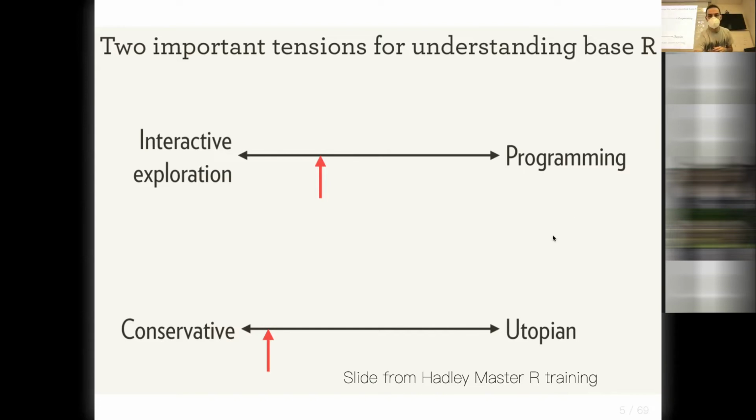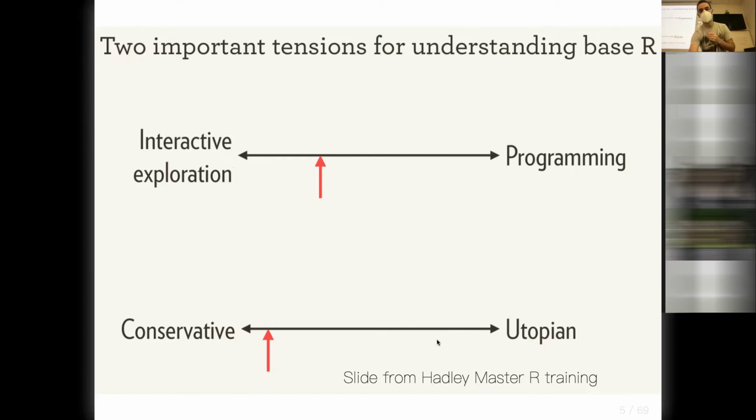So the first one is this land between pure programming all the time and interactive exploration. And R tends to be more down here. R was by design meant to work with data, and so therefore it's meant for a lot of interactive exploration. However, it's also powerful enough that you can build programs with it very easily, right? But base R as a whole leans closer towards the interactive exploration end of things, okay?